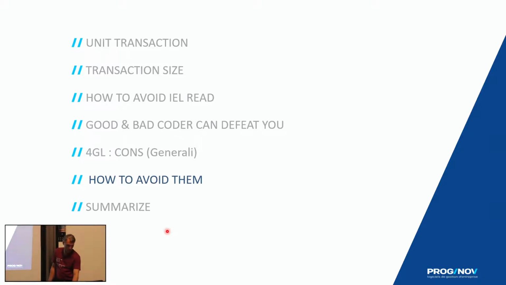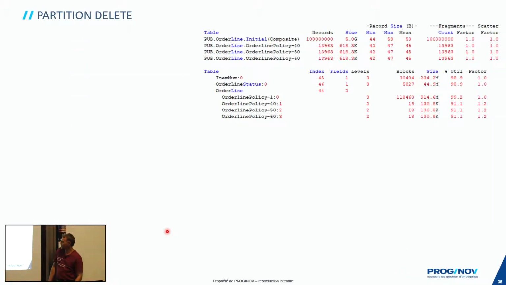So, how to avoid some disadvantages of 4GL? You can use partition delete. In this case, I've got 4 partitions, my composite initial that I want to delete, and other partitions with relatively few records for the test. And you can see my global index and my partition index there.